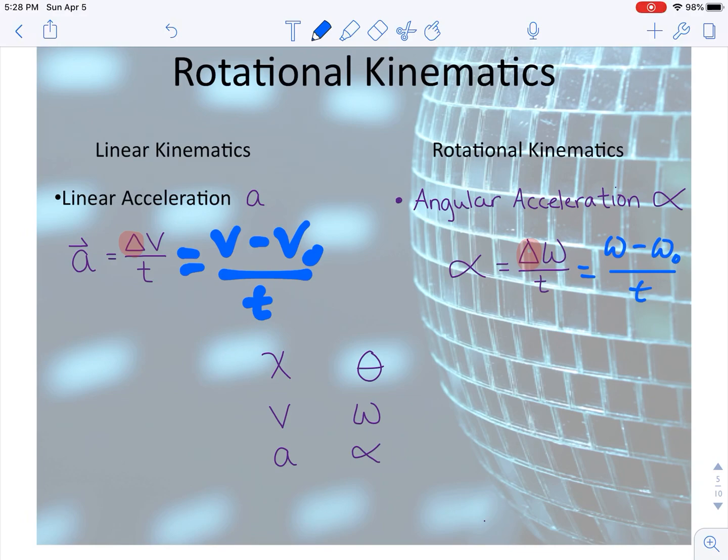So, the key thing here is that rotation is going to be very similar to what we did with linear motion, except in a lot of cases, now what we're going to be using are Greek letters to represent these different quantities. So where we used x or y to represent linear position, now we're using theta to represent angular position. Where we used v to represent speed and velocity, now we're going to be using an omega to represent angular speed. Where we used a to represent linear acceleration, now we're going to be using alpha to represent angular acceleration.